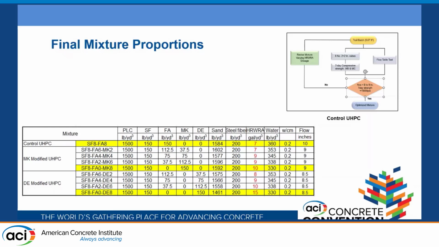The further optimization was focused on replacing this fly ash with Metakaolin at different replacement levels from 0% to 100% in increments of 25%. For example, the mixture SF8, FA6 and MK2 has 25% replacement of fly ash. Similarly, the diatomaceous earth modified UHPC mixtures were also optimized.